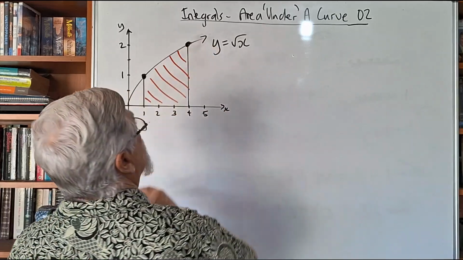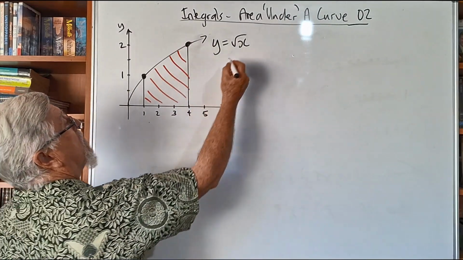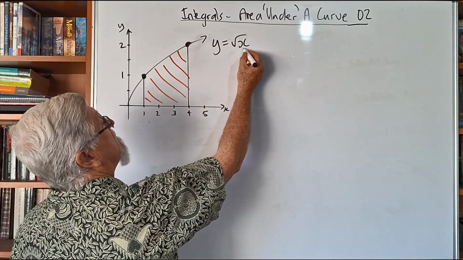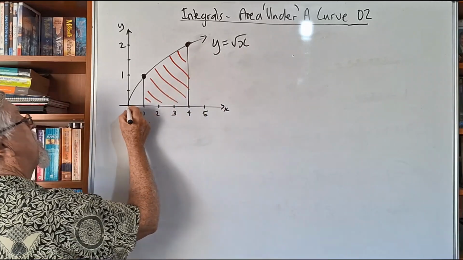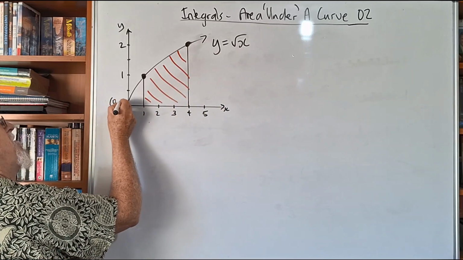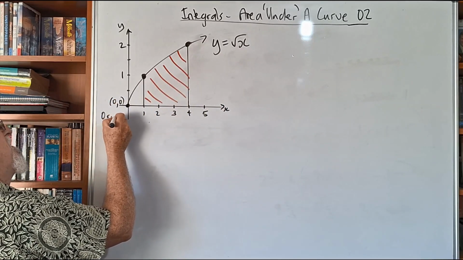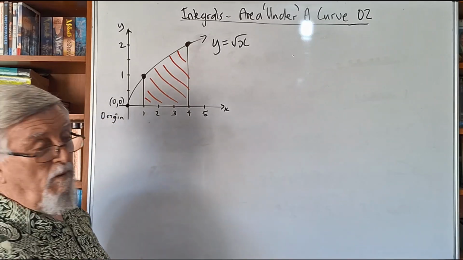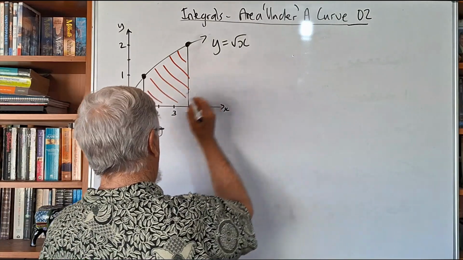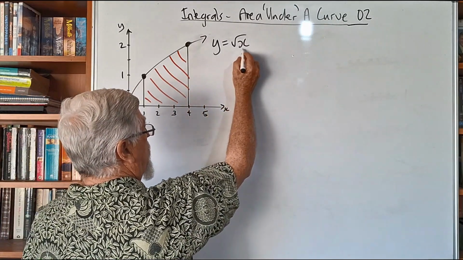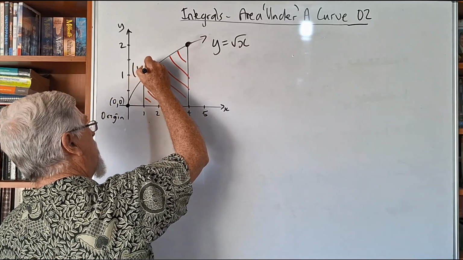Here's the graph for y equals square root of x. How do I know? If I put in 0 for x, the square root of 0 is 0. So that point over here is 0, 0, which we talk about as the origin. If I pick x as 1, the square root of 1 is 1. So that's 1, 1 there.